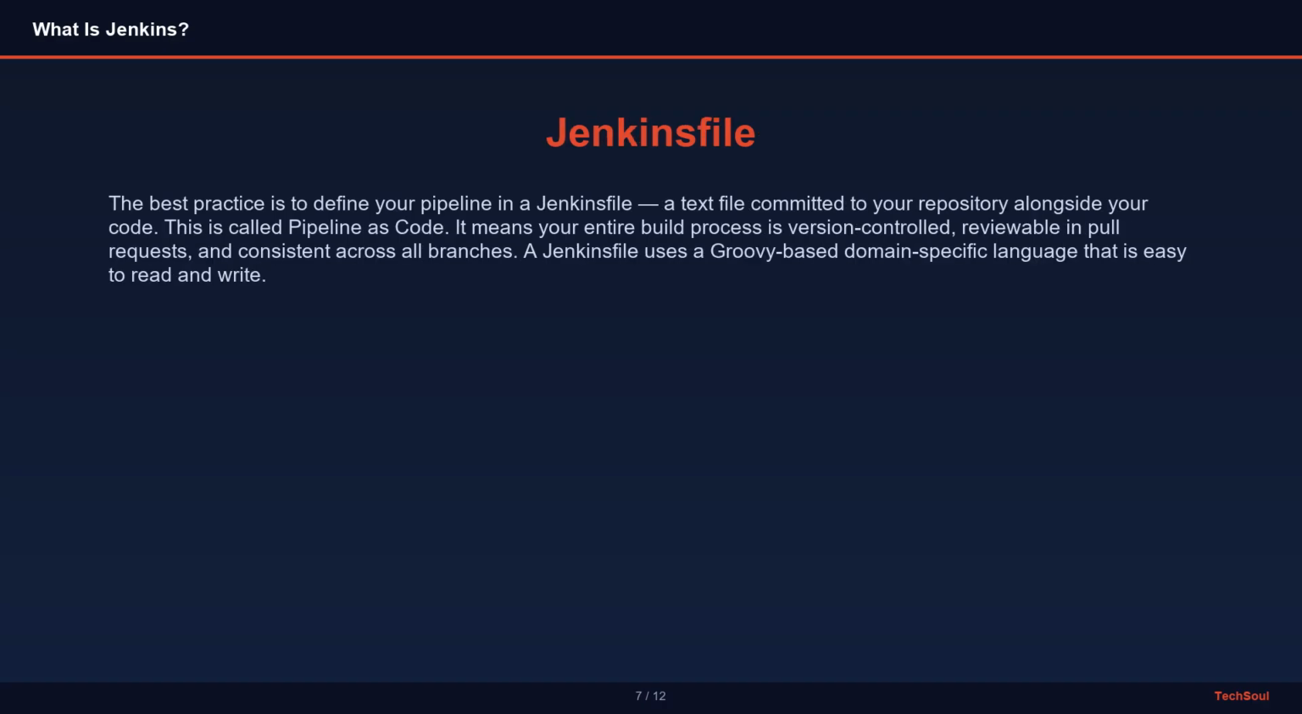The best practice is to define your pipeline in a Jenkinsfile, a text file committed to your repository alongside your code. This is called pipeline as code. It means your entire build process is version-controlled, reviewable in pull requests, and consistent across all branches. A Jenkinsfile uses a Groovy-based domain-specific language that is easy to read and write.